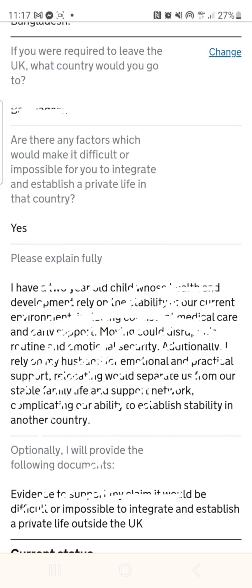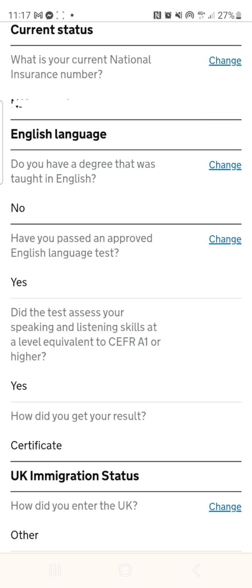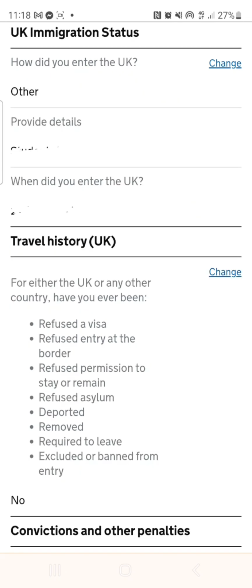So none. If you are required to leave the UK, what country would you go to? I choose no. Are there any factors which would make it difficult? I said yes, and I give the explanation why. The current status is asking national insurance number, English language, degree that was taught in English. No. Have you passed an approved English language test? Yes. The test associated speaking and listening skill at a level equivalent. Yes.